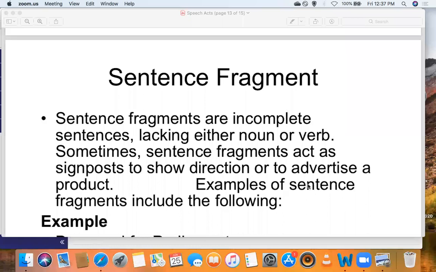Sentence fragments. Sentence fragments are incomplete sentences lacking either a noun or a verb. Sometimes sentence fragments act as signposts.